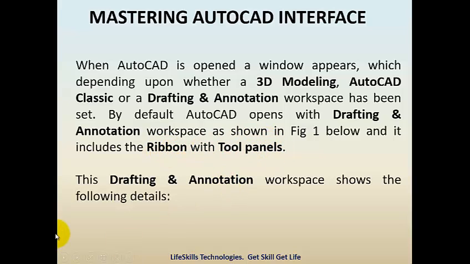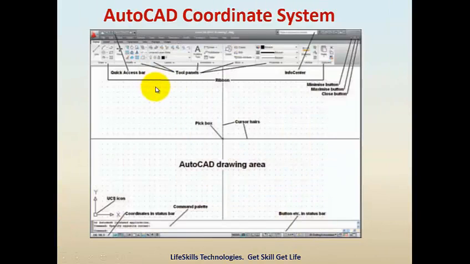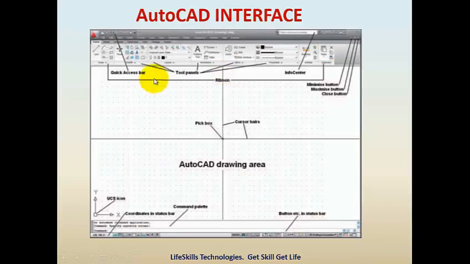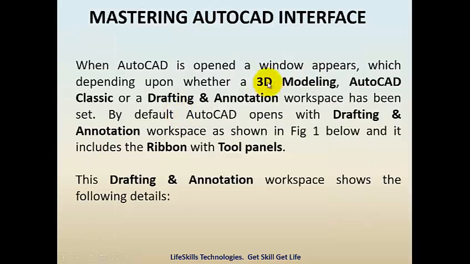Now to be practical, let's see the interface here. This is the AutoCAD interface. From the screen, you can see that there are so many buttons, and this mode we call the drafting and annotation workspace. Now, what do we mean by workspace? Like I said, we have three workspaces to start with: 3D modeling, AutoCAD Classic, and drafting and annotation. It depends on the version of AutoCAD that you have on your system.